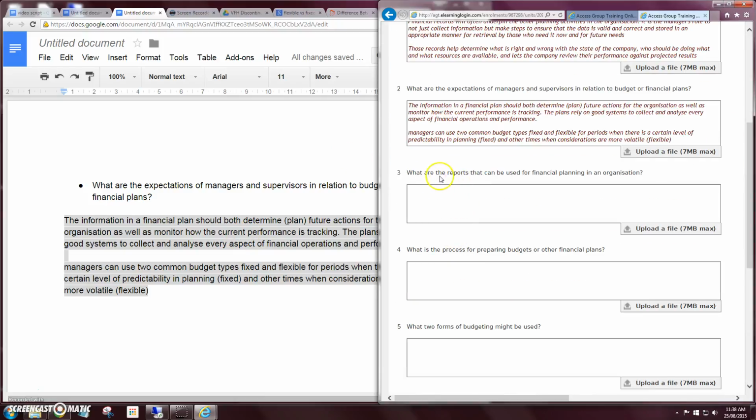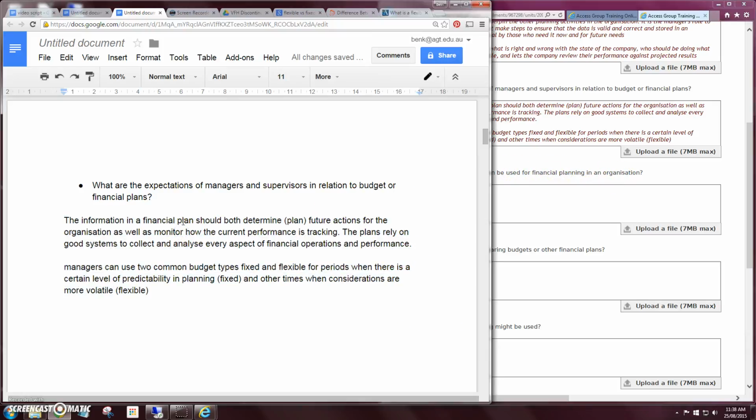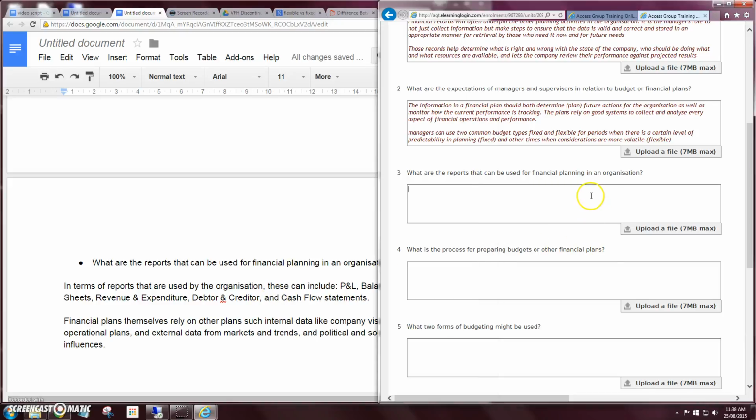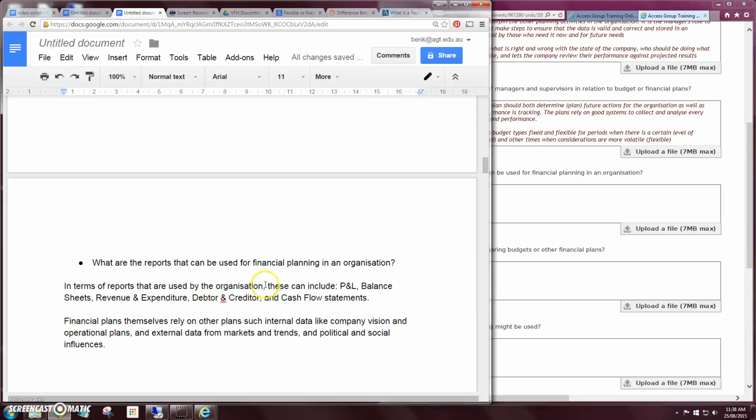And moving on to the next question. What are the reports that can be used for financial planning in an organization? So once again, I've copied and pasted that down. And I wasn't 100% sure on the answer that was really required here, so I've answered it in two parts, and both parts are quite different. So what are the reports that can be used for financial planning in an organization?